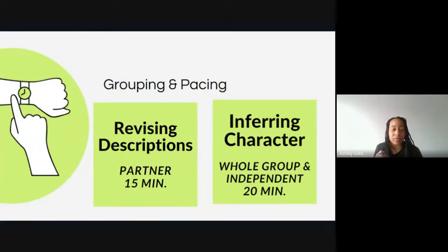So that is the importance of today. We don't want it to be perfect, but we do want to make some changes, ask questions and think and make the changes. And so that'll complete our revising descriptions portion.